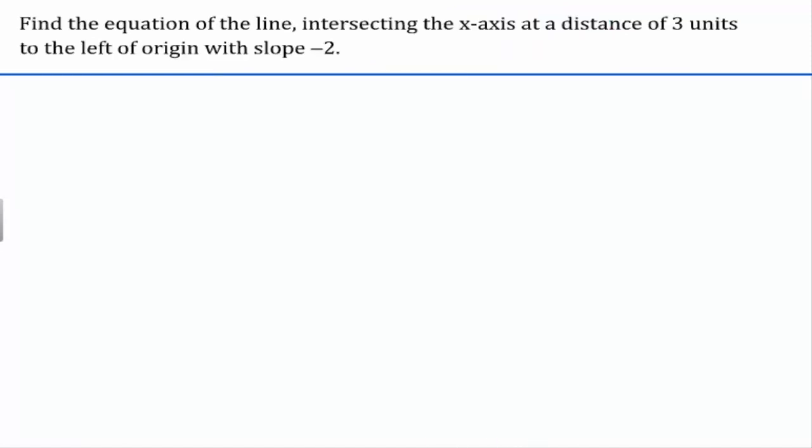In this question, we need to find out the equation of a line which is intersecting the x-axis at a distance of 3 units to the left of the origin with slope minus 2. When it says that left of the origin, that means the line is intersecting the negative x-axis. This is a very important point here in this problem.